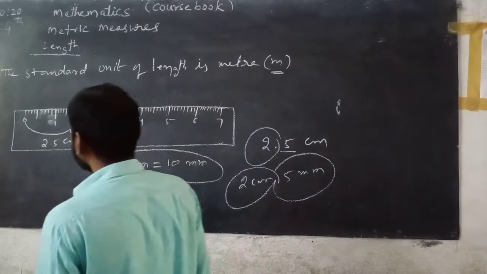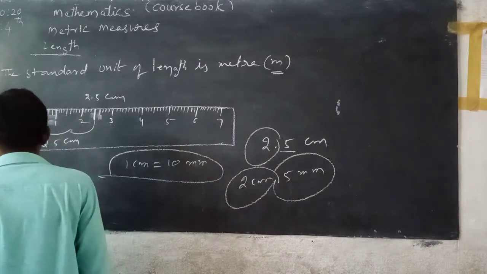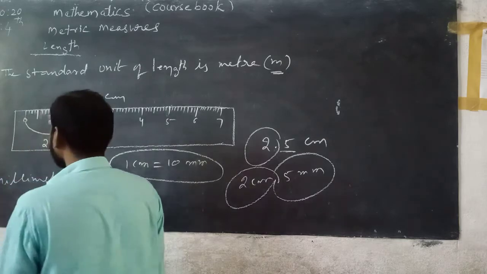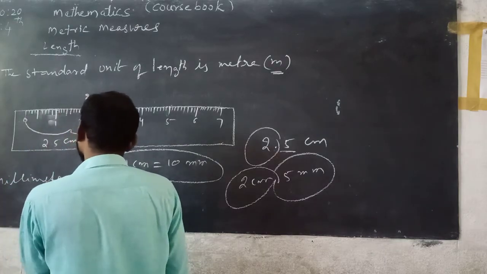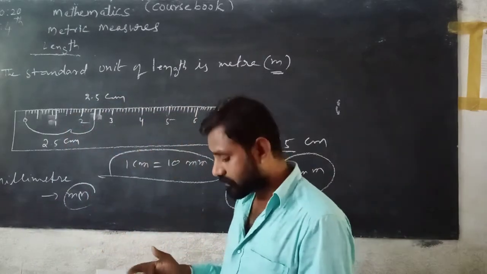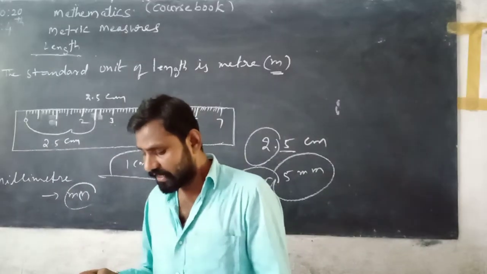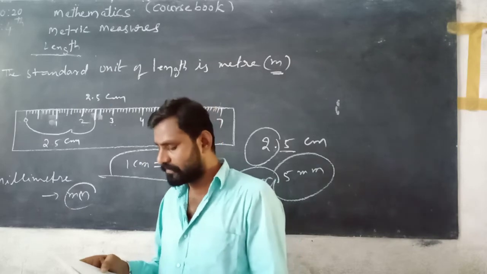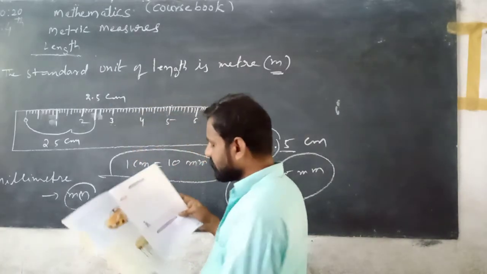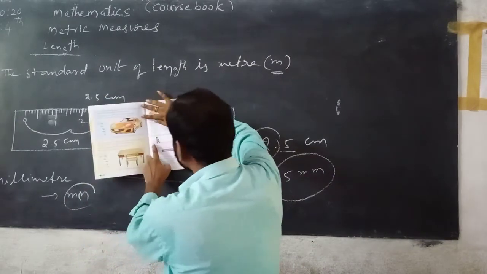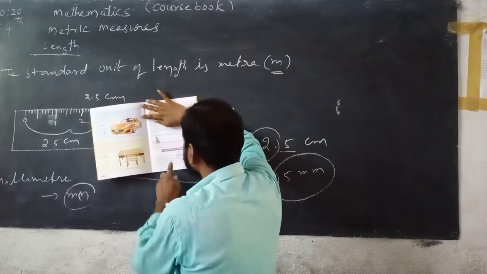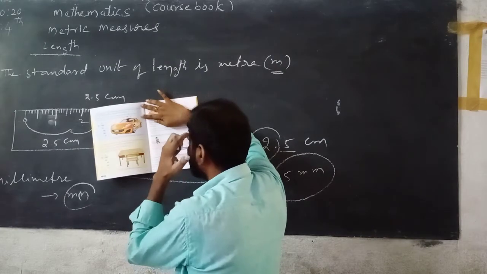Millimeter can be written as mm. Then his mother explained to him about the millimeter. Observe the centimeter scale given below. Here, this is 0 to 1. How many divisions are there? 10 divisions. So 1 centimeter is equal to 10 millimeters.